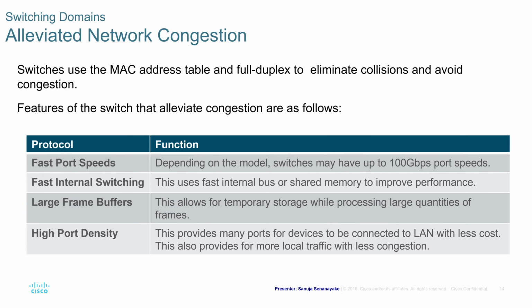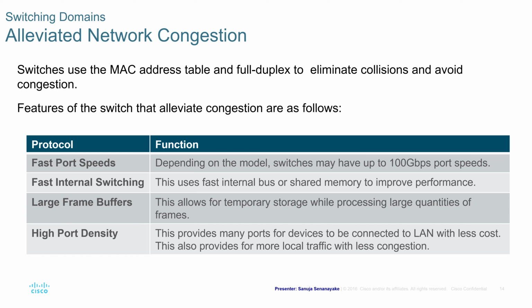Alleviated network congestion. Switches use the MAC address table or CAM table and full duplex to eliminate collisions and avoid congestion. Remember, if the switch understands which port is connected to what MAC address device, it knows that it doesn't need to flood every single egress or exiting port. It can basically send it to that specific port.